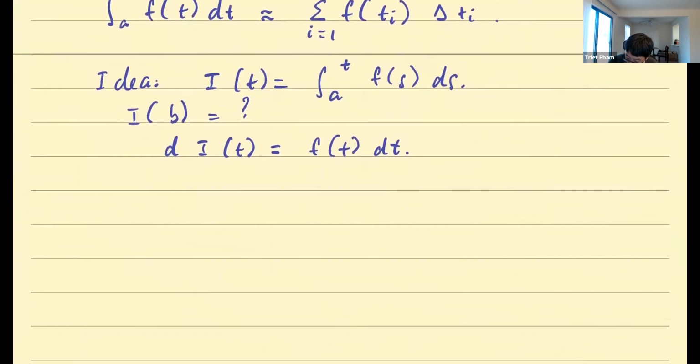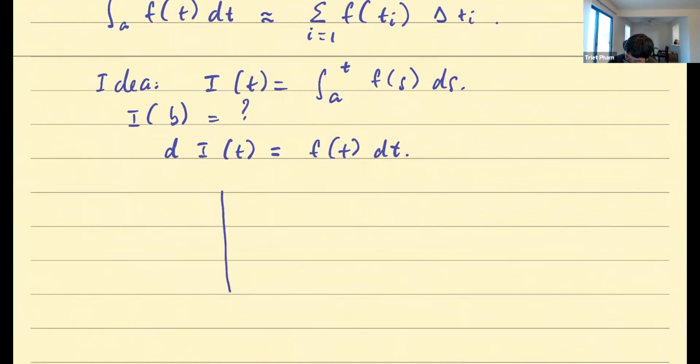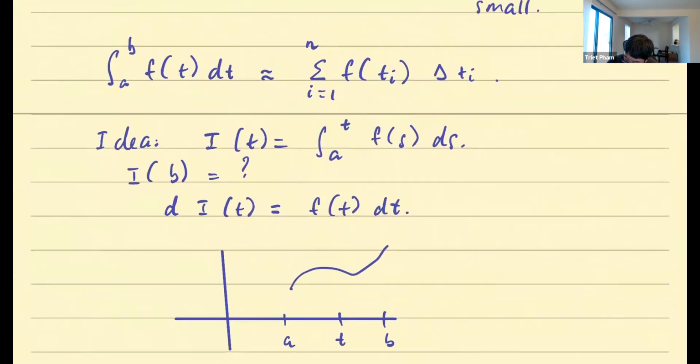I mean, I hope it's clear to you that, by being an integral, let's say here's a, here's b, here's t. So what we were saying above is that we have had an integral up to this point. This object is what we call I of t.